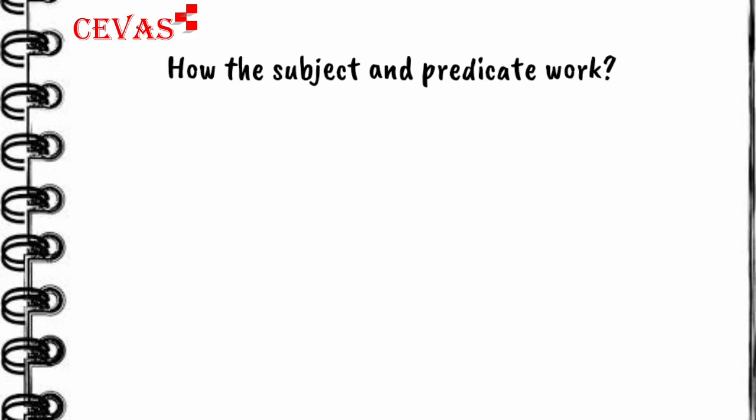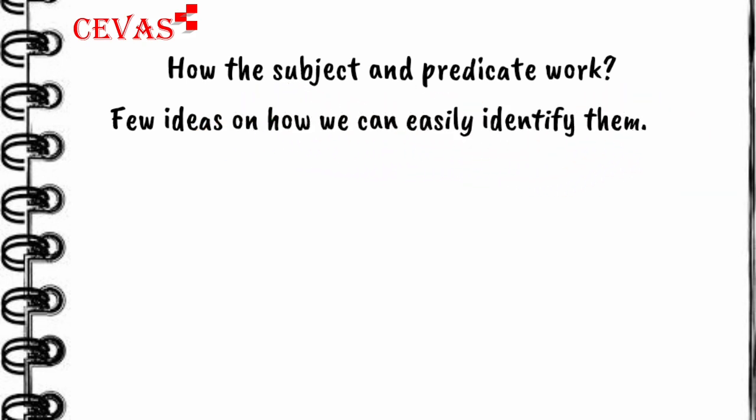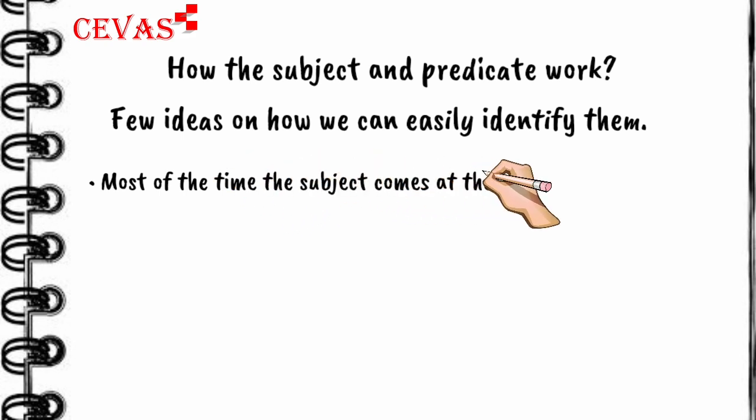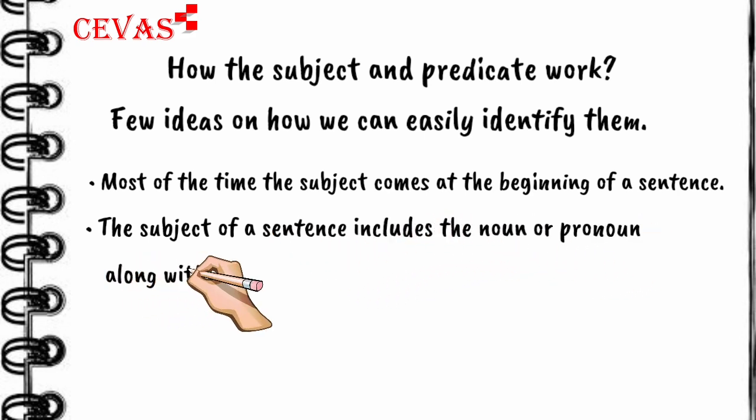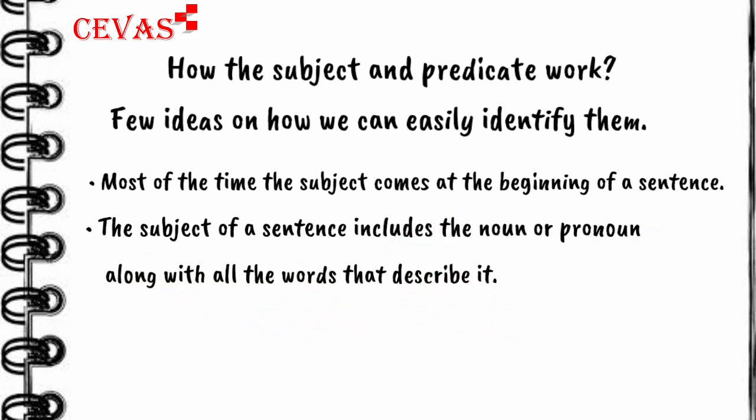If we are still unfamiliar with how the subject and predicate work in a sentence, let me give a few ideas on how we can easily identify them. Most of the time, the subject comes at the beginning of a sentence, in which case it is very easy to identify. The subject of a sentence includes the noun or pronoun along with all the words that describe it.